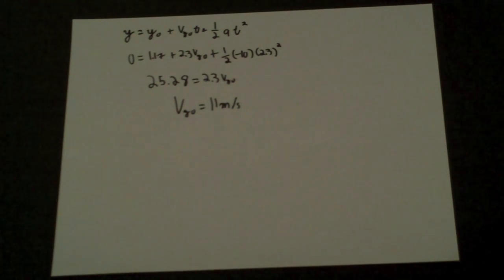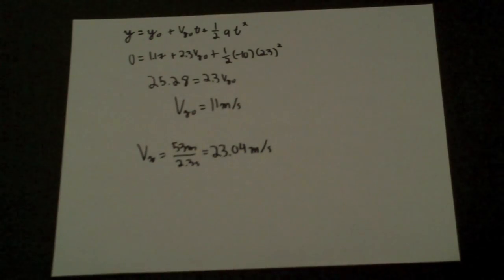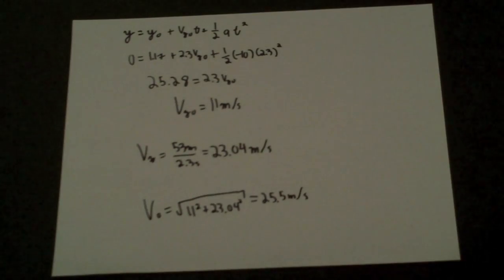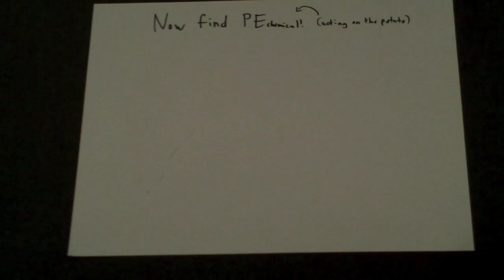Now to find the horizontal velocity. Since the velocity in the horizontal is constant, it'll be much easier to find. And we find that it's 23.04 meters per second. By adding the two vectors together, we find that the initial velocity of the potato is 25.5 meters per second. Now that we know the initial velocity of the potato, we can find the chemical potential energy of the system.